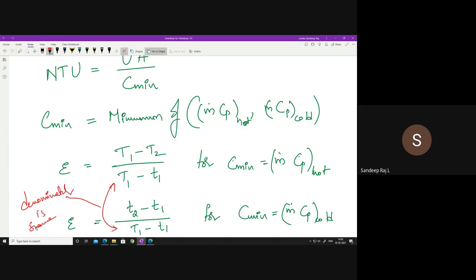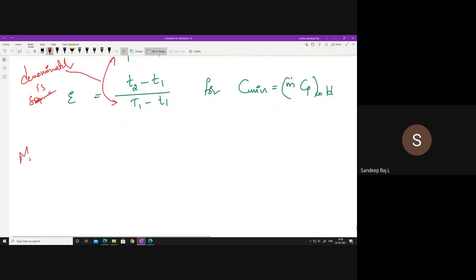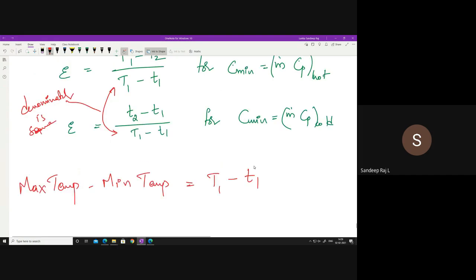For both the things, the denominator is the same. The denominator is taken as the maximum possible delta t. The maximum possible delta t will be between the maximum temperature and the minimum temperature. Maximum temperature minus minimum temperature will be capital T1 minus small t1. Okay, that is the thing.